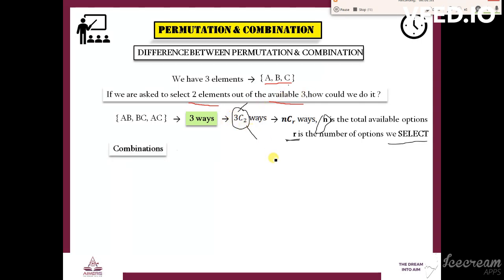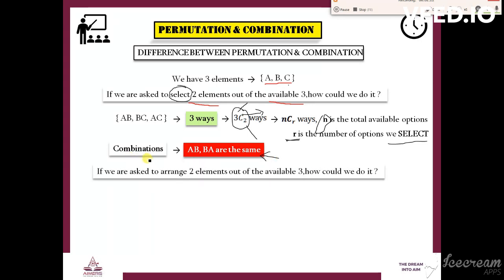Is it clear? So C we write for combinations. Whenever they ask about selections, selection means combinations. How is combination different? In combinations, AB equal to BA are the same. If AB and BA are the same, then it is a combination, else it is a permutation.